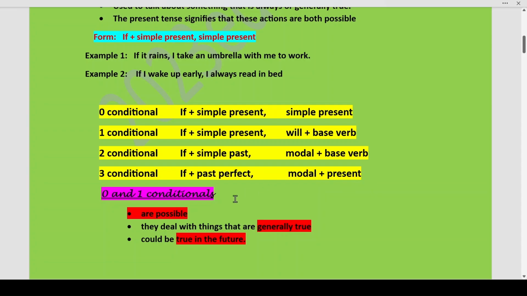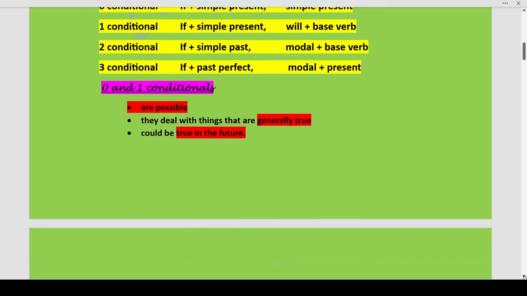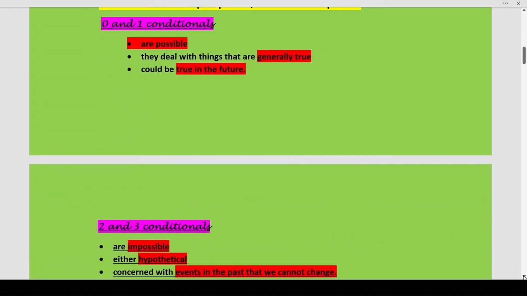Now, what are 0 and 1 conditionals? They are situations which are possible. They can happen. They deal with things that are generally true or could be true in the future. This is the only difference you have to remember: 0 and 1 conditionals are possible situations, while 2 and 3 conditionals are impossible. They are hypothetical conditions, meaning we are trying to imagine that they could have happened. But type 0 and type 1 are possible. They deal with things that are generally true.